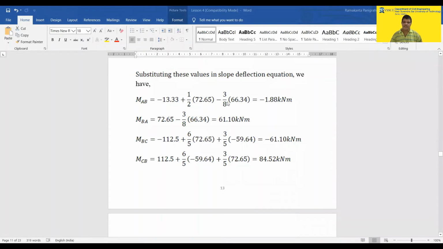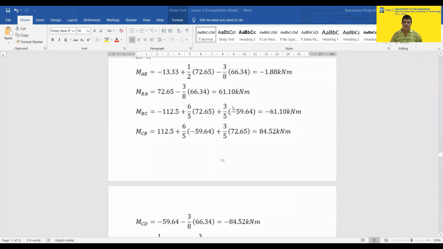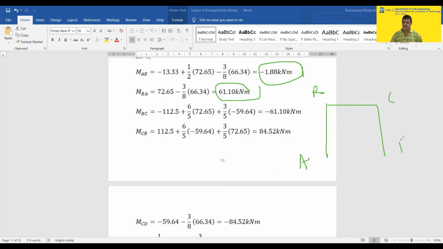So MAB comes out to be minus 1.8. Minus means it acts anti-clockwise. Plus means it will act clockwise. So let me explain it here. Now M A B C D, the moment diagram. 1.8 is clockwise; minus means anti-clockwise direction, like this. Now here is 61.1. It is clockwise, so this is the clockwise direction.